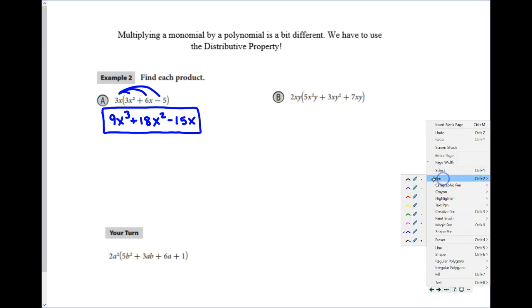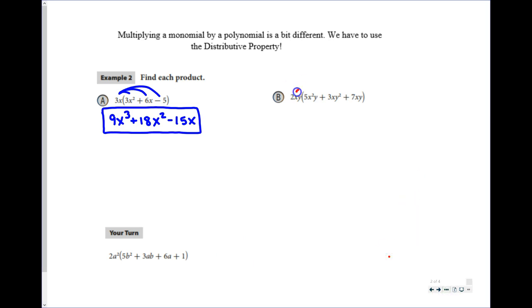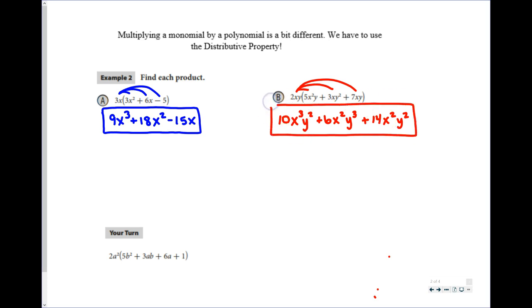Okay, let's try an example with two variables. Same idea. We just have to be a little careful. I'm going to do 2xy times 5x squared y. 2 times 5 is 10. x times x squared is x to the 3rd, and y times y is y squared. Then I'll do the next one. 2 times 3 is 6, x times x is x squared, and y times y squared is y to the 3rd. And then finally, the last term, 2 times 7 is 14, x times x is x squared, and y times y is y squared. I'm checking that it's in standard form. It is. So that's my final answer.